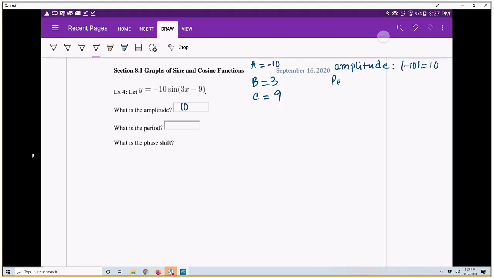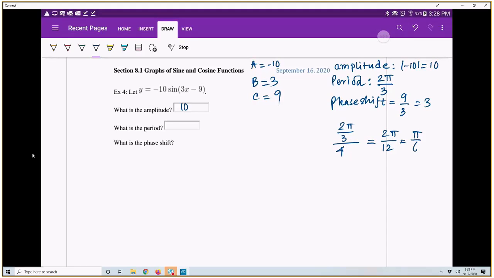So period is the next thing that we will find out. The period of this sine function is 2 pi over 3 units. Phase shift is C over B, so that's 9 over 3, and that's 3 units. So instead of starting at 0, we start at 3 this time. Okay, so in order to find the key points, we are going to divide the period 2 pi over 3 by 4, and that becomes 2 pi over 12. You can simplify that as pi over 6.